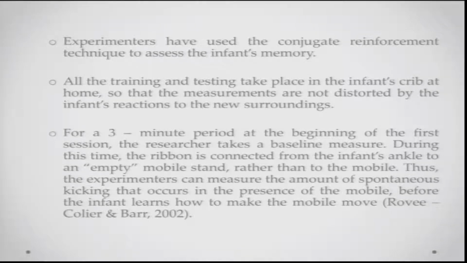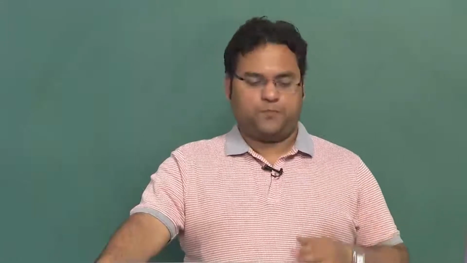Now, what they do is they do all of the initial training and testing at the baby's home in the baby's own crib, so that none of the reactions that the baby is going to make are because they are unfamiliar with the surroundings. Initially, they give a 3-minute period at the beginning of the first session. The researcher takes a baseline measure, how many movements or kicks the child is making anyway. During this time, the ribbon is connected from the infant's ankle to an empty mobile stand.